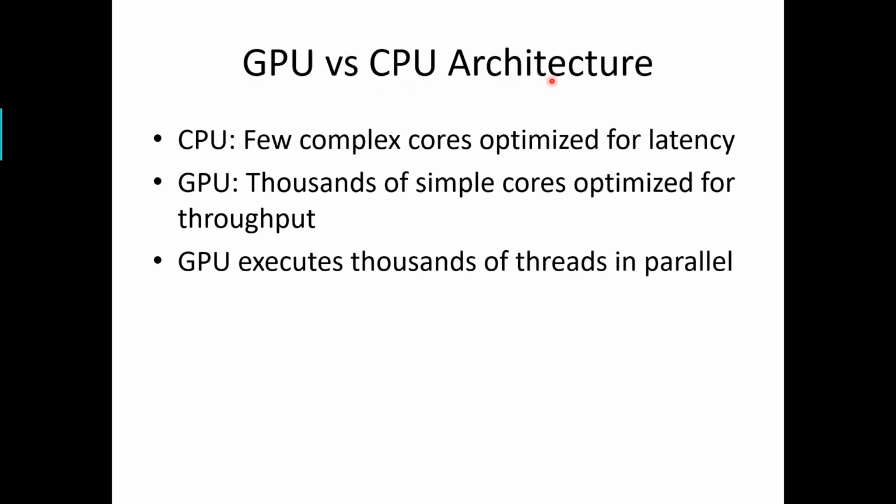CPU versus GPU architecture. In the case of a CPU, we have a few complex cores optimized for latency, while in a GPU we have thousands of simple cores optimized for throughput, and the GPU executes thousands of threads in parallel.